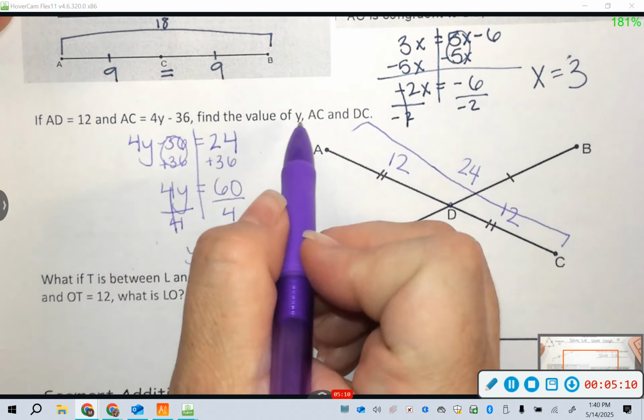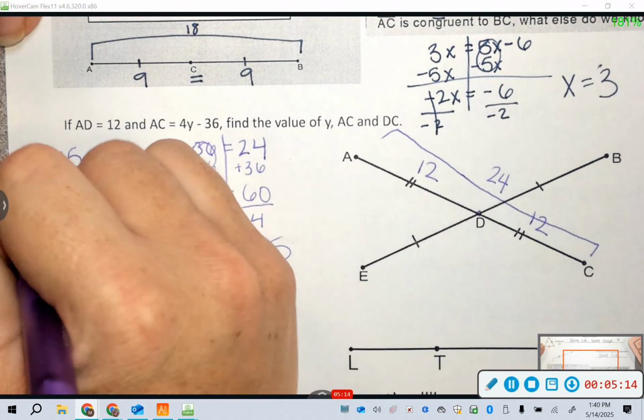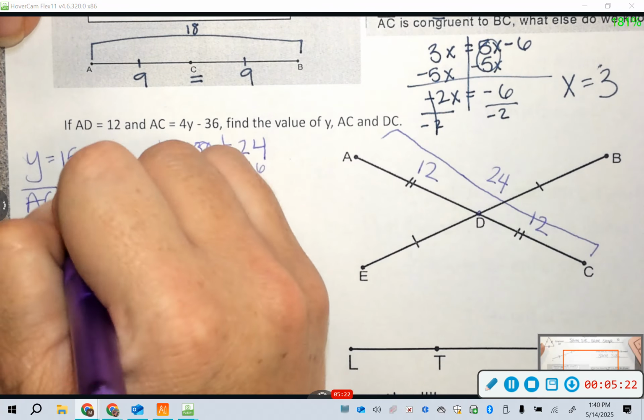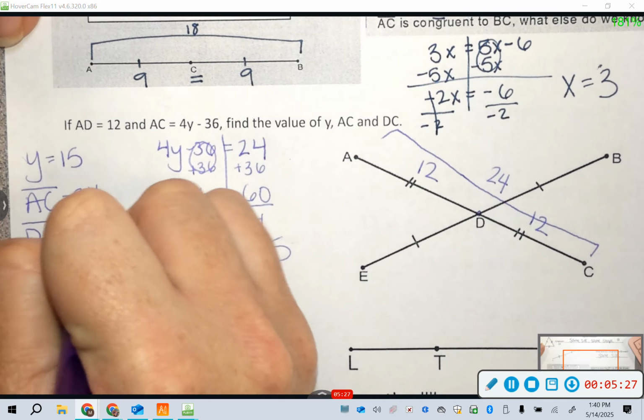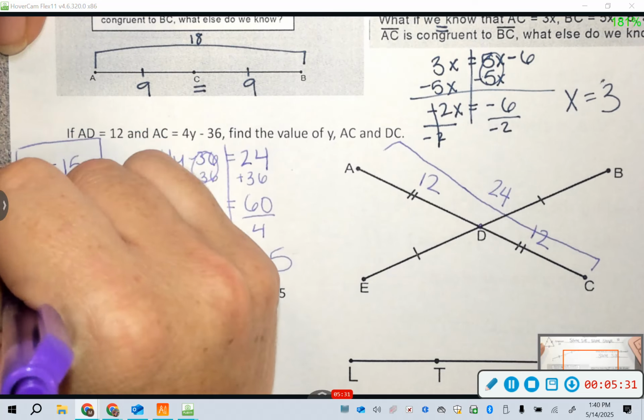Now, go back and read your question. I know y equals 15. I know line segment AC is what? 24, thank you. And I know line segment DC is 12. Oh, so there's the answer to all my questions in one spot.